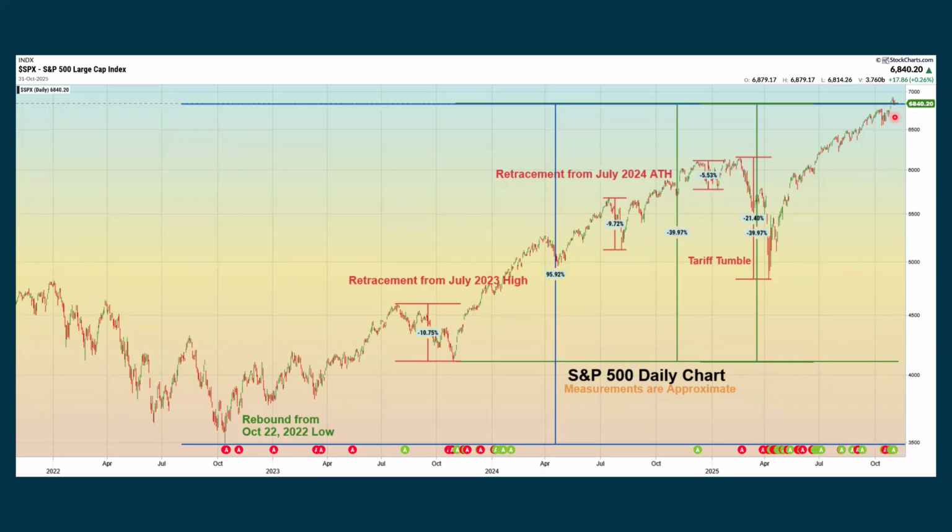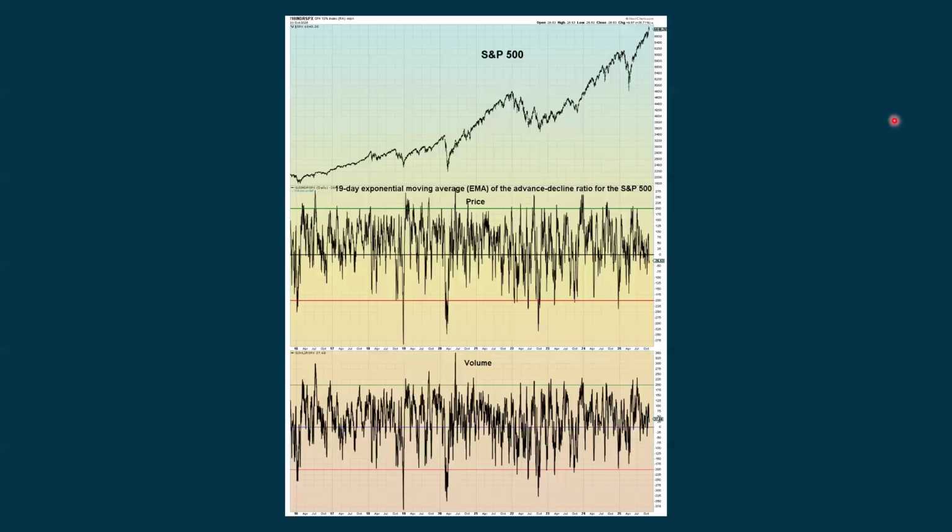But right now, we're just kind of floundering around, so there's really no use to show this chart in the daily videos. Then we look at an advanced decline ratio based on 19 periods. That's short term. Now, the takeaway from this is we're actually below zero when we look at this based on price. We are declining, but still above zero based on volume.